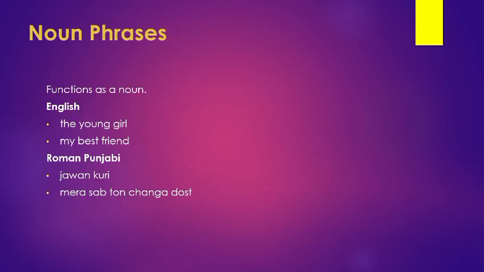Like we see noun phrase. So a noun phrase is a group of words that function as a noun. So in English we will say the young girl, my best friend. These are phrases which function as a noun, and in these phrases the word girl and the word friend are the head words. Similarly in Punjabi, jwan kuri, the young girl. So the word kuri here is the head word.